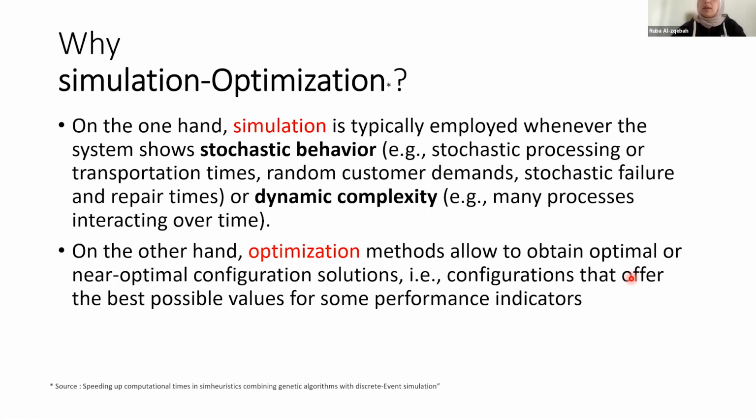There's randomness in the behavior, such as random customer demand and transportation time, stochastic machine failure, and repairing time. All of these can be included in the simulation, in contrast to mathematical modeling, where we can't capture these variables.